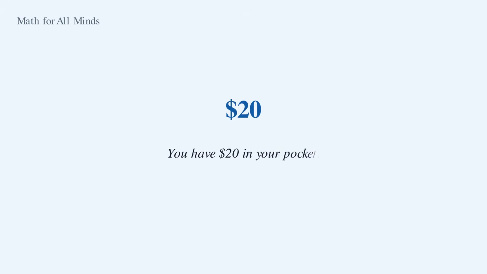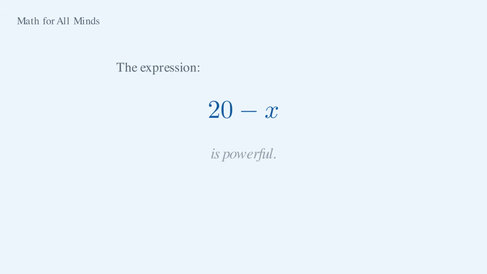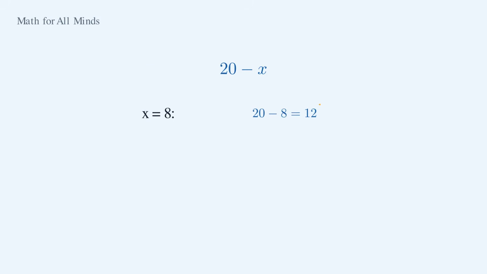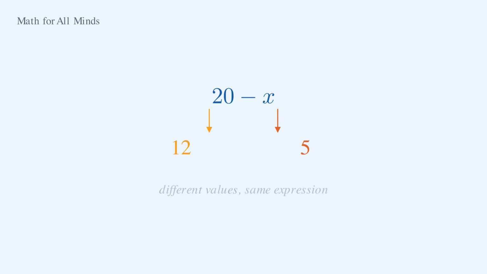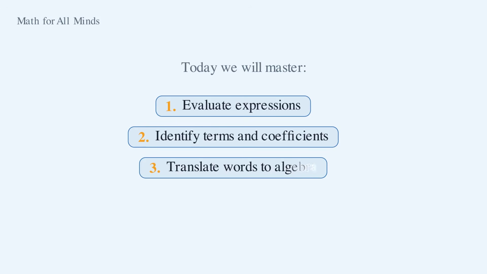You've got $20 in your pocket and you're heading to the movies. A ticket costs some amount, call it X. After buying one ticket, how much money do you have left? That little expression, 20 minus X, is powerful. If tickets cost $8, you have 12 left. If they cost 15, you have 5 left. Same expression, different values depending on X. That's exactly what we're going to master today. How to evaluate expressions, how to spot their parts, and how to turn everyday sentences into algebra.